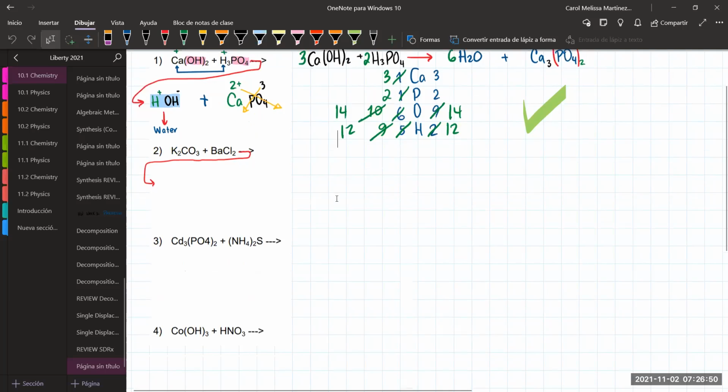Next. Now here, what am I going to combine? What's the cation of the first? Potassium. Potassium and beryllium. Like the avocado, potassium. And barium. I think I heard beryllium. It's barium. If I misheard it, sorry.